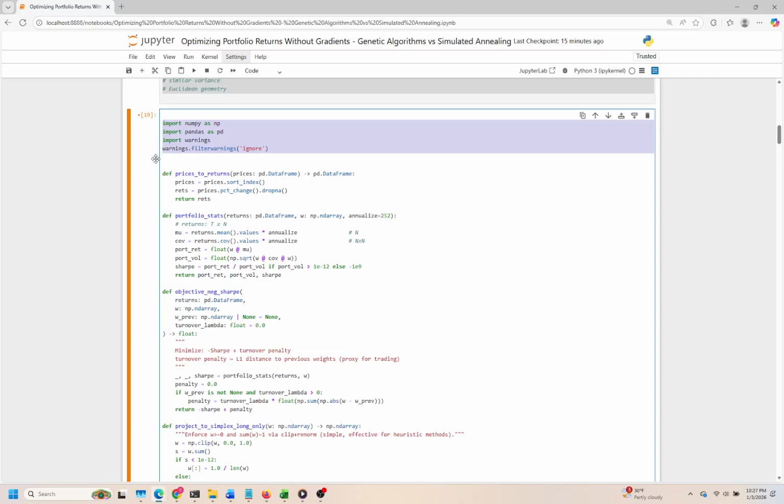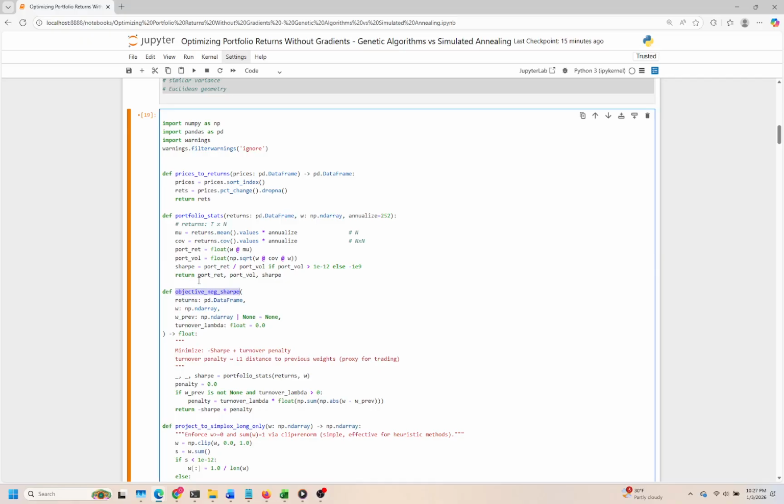Cell 2. In this cell, we are diving into some essential financial analytics involving price and return calculations, which are crucial for understanding asset performance. The code sets up several functions that will allow us to compute returns from price data, assess portfolio characteristics, and optimize investments based on the Sharpe ratio, a critical measure of risk-adjusted return.